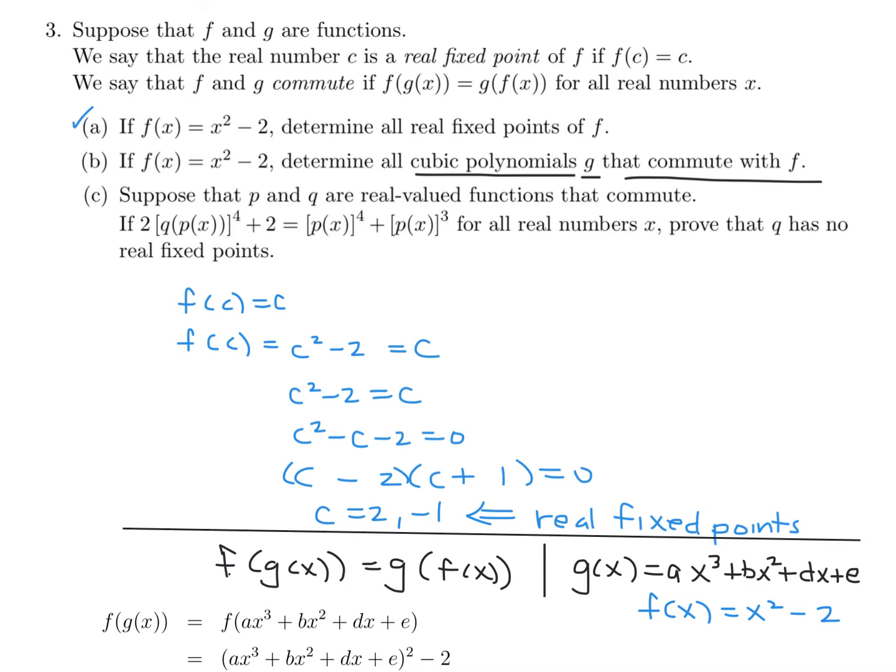Part B, or Part C rather. Part C says, suppose that p and q are real valued functions that commute. If 2 times q at p at x to the power of 4 plus 2 is equal to p at x to the power of 4 plus p at x to the power of 3 for all real numbers x, prove that q has no real fixed points.